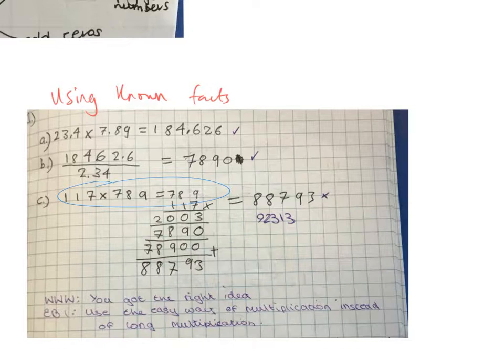I'm just going to explain what the EBI is telling us here from the peer assessment. Use the easy way of multiplication instead of long division. Now, the trick was you were given the fact here that 234 times 789 was equal to that long number there, 184626. So the link between this question and this question shouldn't be a long multiplication. The 789 is the same here and here, and the 234 should be linked to the 117. What is the link? The 234 has been halved, okay?